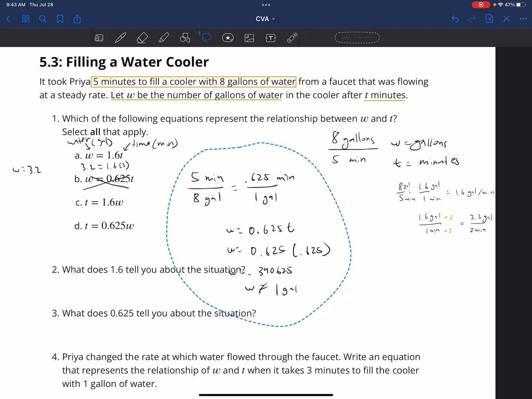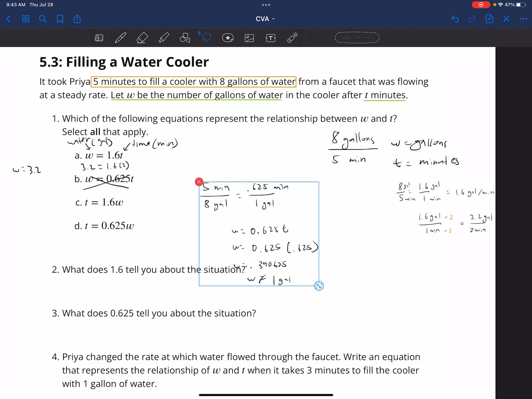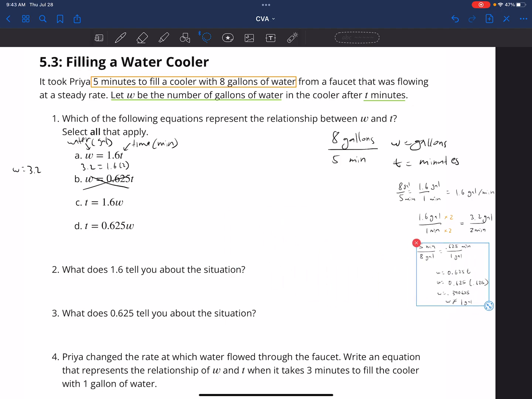However, I'm going to show you another example here. I'm going to make this smaller. Resize. Oh, I like this resize thing. It's really nice. It's this one right here. Let's try this one. Once again, we said that 5 minutes is 8 gallons, as we said right there, and that is equal to 0.625 minutes over 1 gallon. That's what we got from there.